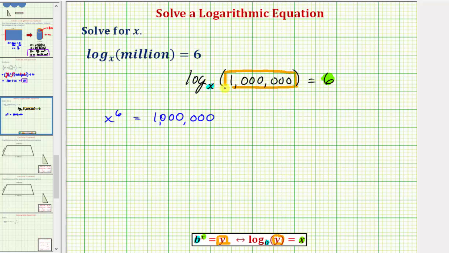Another way to remember how to convert a log equation to an exponential equation is to start with the base and work around the equal sign. What I mean by that is notice that x raised to the 6th must equal 1 million.